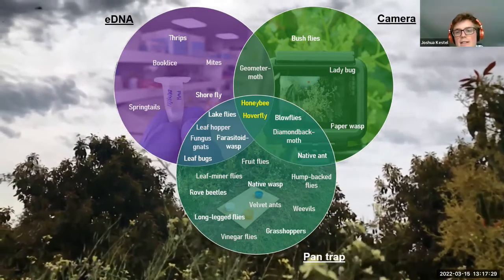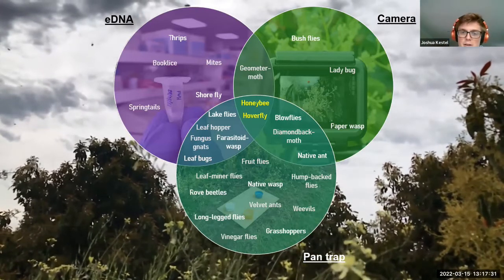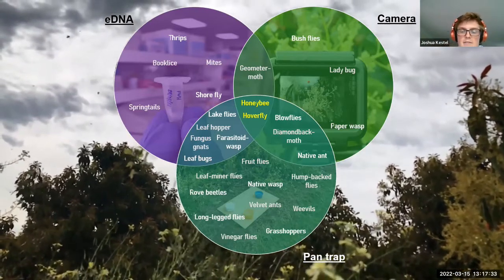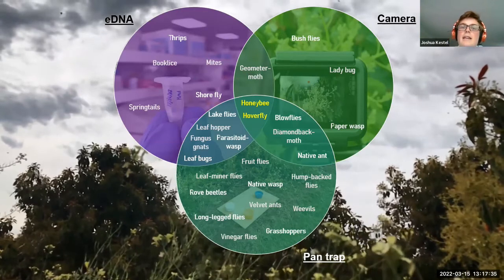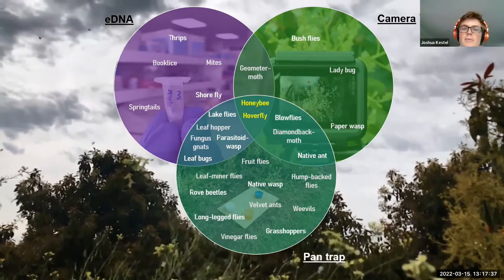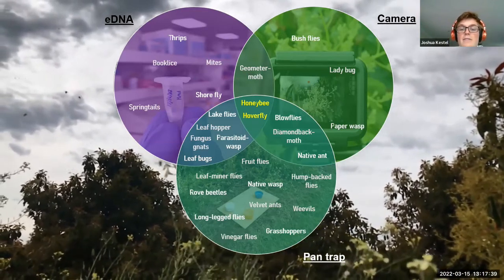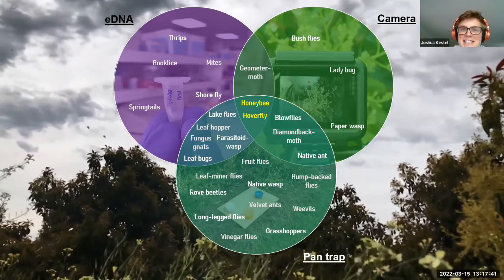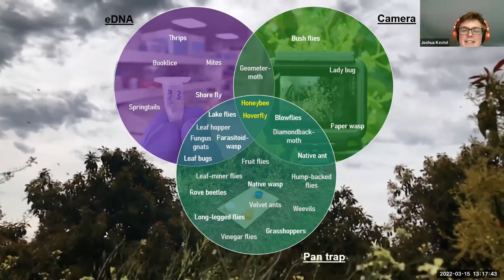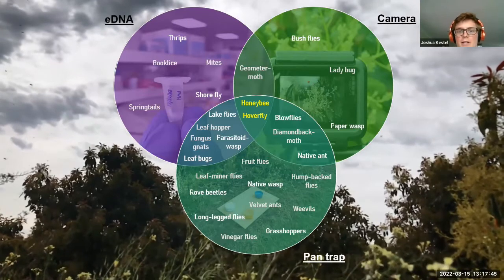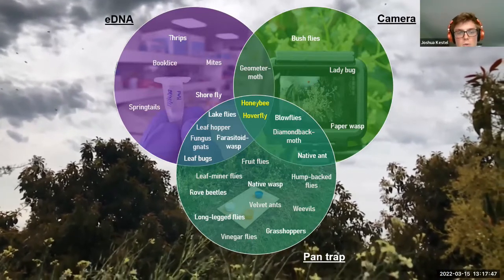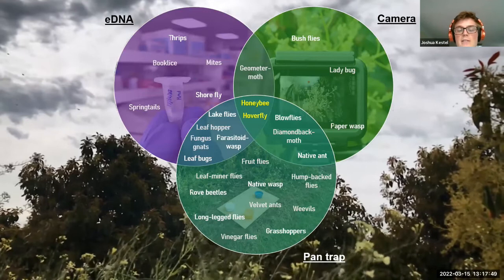So the fact that eDNA agrees with cameras, which agrees with pan traps, that these are the most common flower visitors, gives us the confidence to say that environmental DNA can be used as a technology to measure flower visiting insects. And that gives us really exciting potential for the future when we're going to do it in future studies in order to use this to measure flower visiting insects and compare different orchards to see how the community varies in space and time.